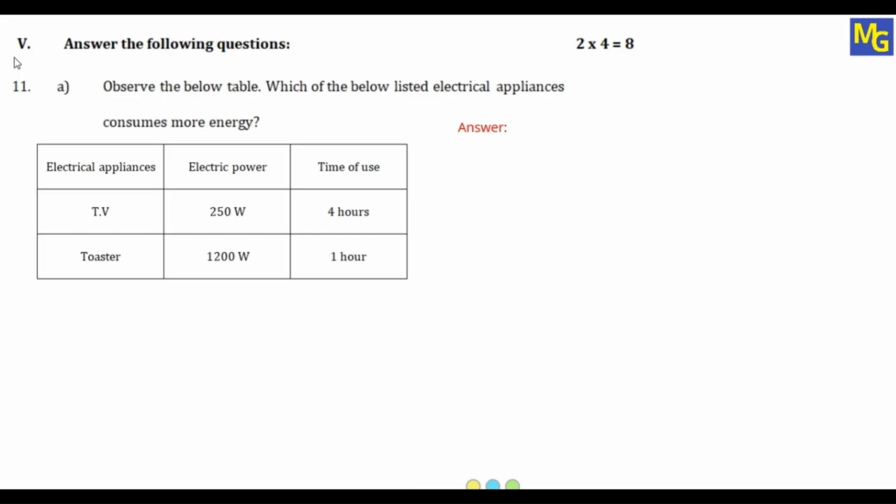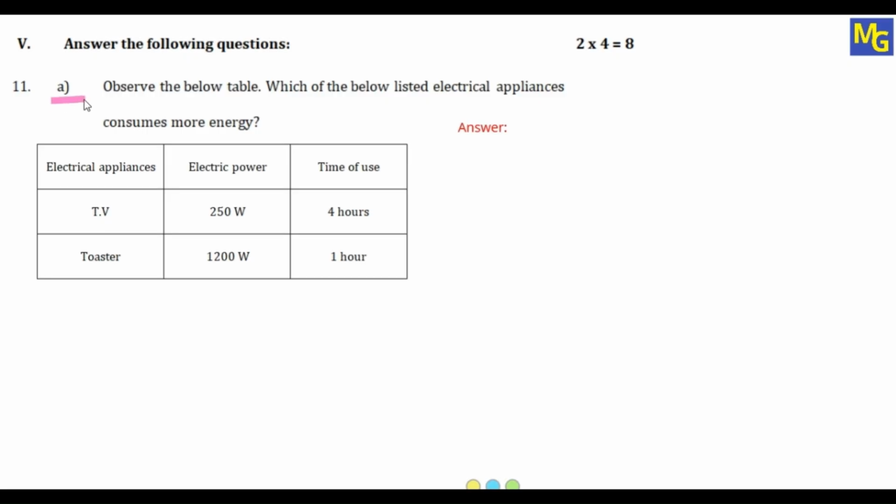Now we are going to solve section 5. Answer the following questions. Here we have to answer 2 questions. Each question carries 4 marks, so total marks for this section will be 8. The question number 11 consists of A and B parts.